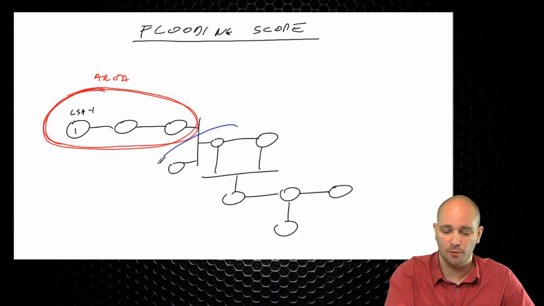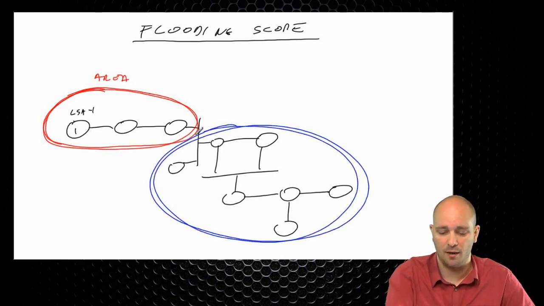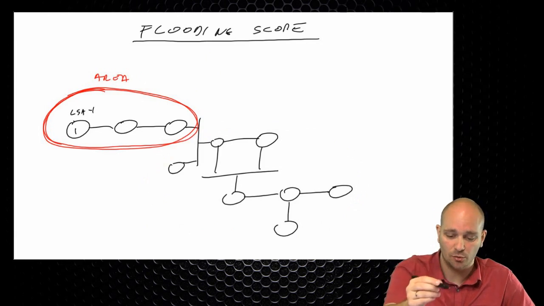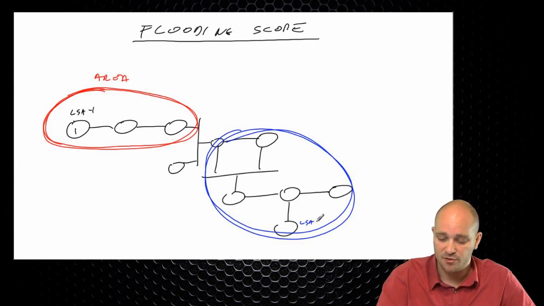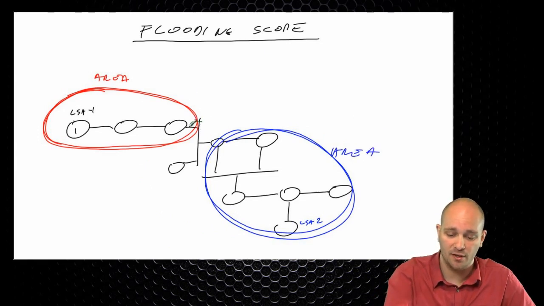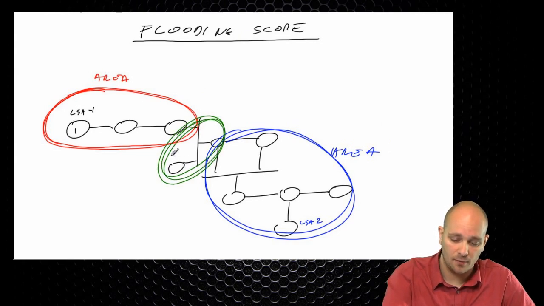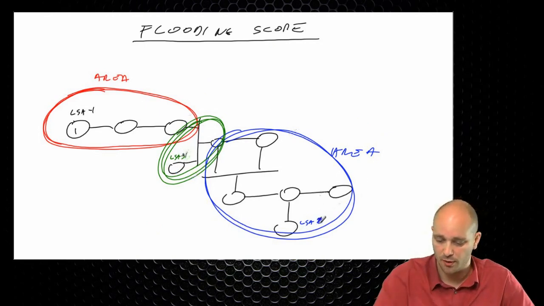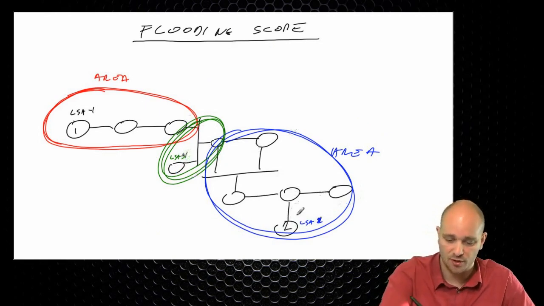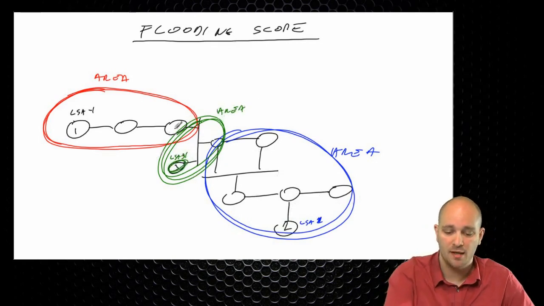But let's say that this here is another area. Now, LSA generated by this router here will have this as the flooding scope. And let's say that we have another area that actually sits here. So this is LSA type 1 also, I do apologize. So this is LSA 1, but from router 2, this is router 3. So the flooding scope here for this LSA would be this area.